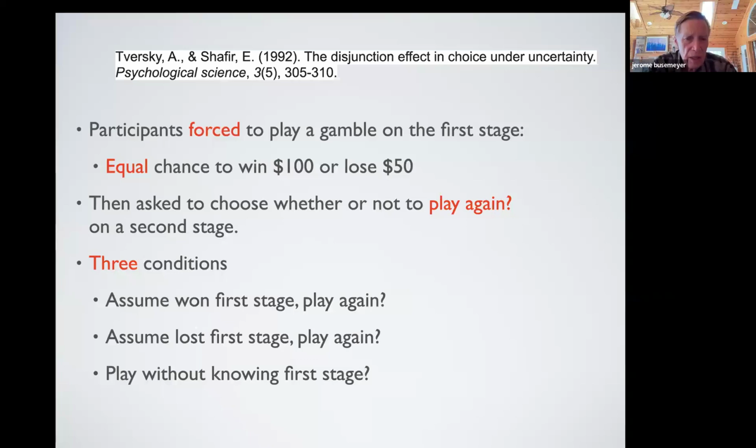In one condition, the players were told, suppose you won the first stage. Would you want to play again? That's one of the conditions. In the second condition, suppose you lost the first stage. Would you want to play again? And in the third condition, you don't know the outcome of the first stage. So the events are the outcome of the first stage and playing the second stage. Now, the question is, do all these events come from a common joint distribution?